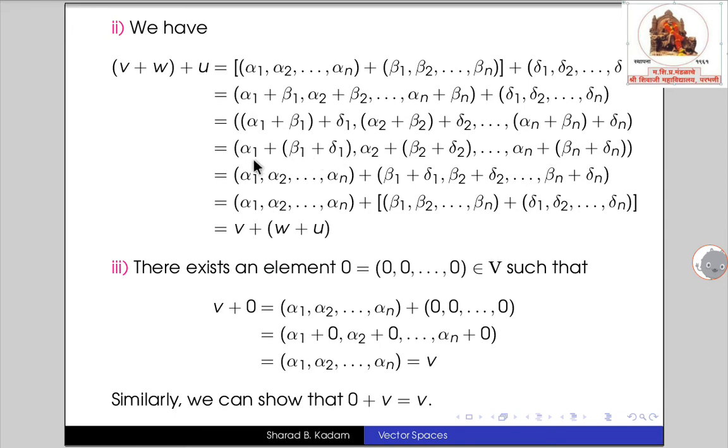Now we take alpha 1, alpha 2 and alpha n out of this bracket. So we are left with V, this is an element V. Here we have, in brackets, beta 1 plus delta 1 comma beta 2 plus delta 2 and the nth component is beta n plus delta n.